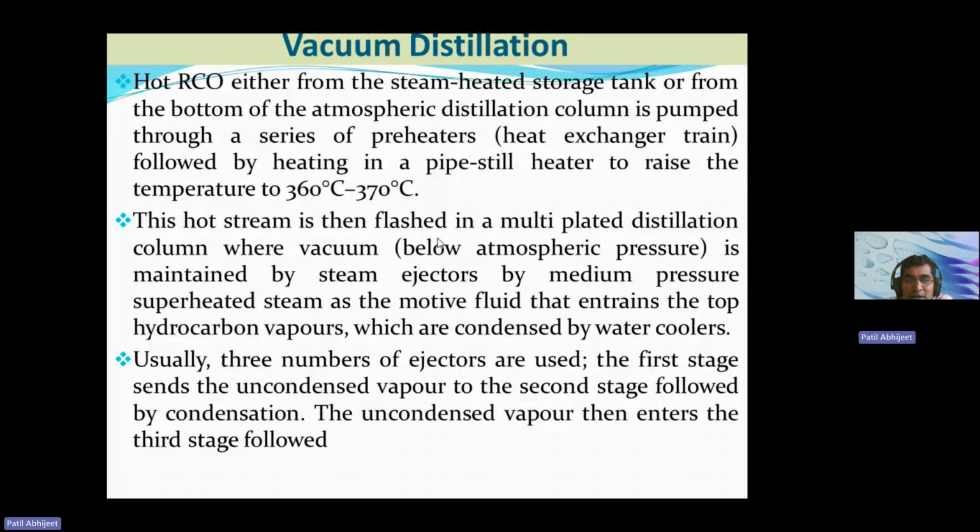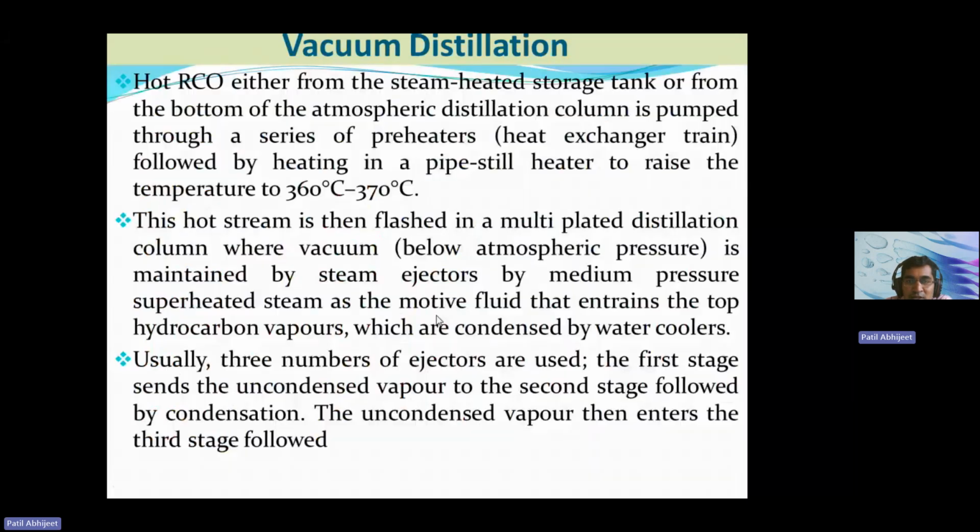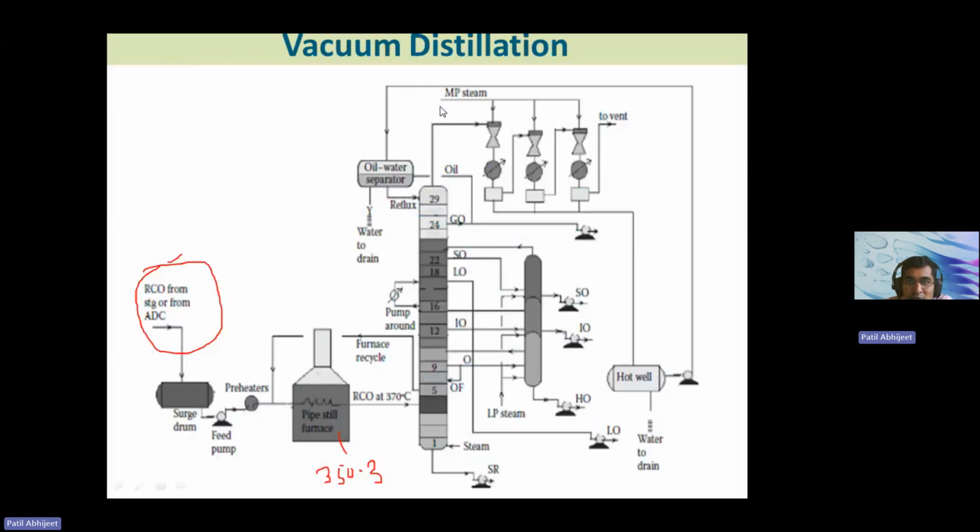is flashed into a multiplated distillation column where vacuum is maintained by means of steam ejectors, using medium pressure superheated steam as a motive fluid, which will entrain the top hydrocarbon vapors, which are condensed by a water cooler. So here the vacuum pressure is maintained by steam jet ejectors of medium pressure superheated steam. The product coming from the top is going to get condensed here.